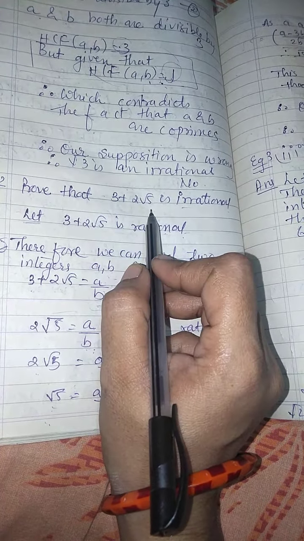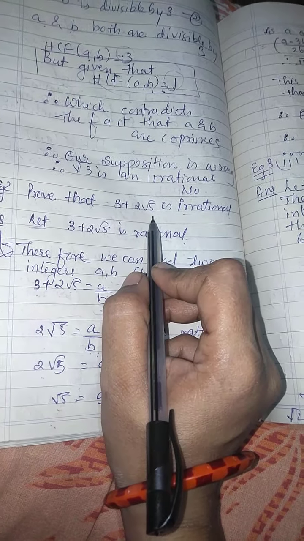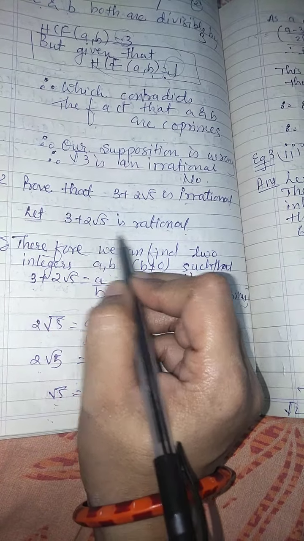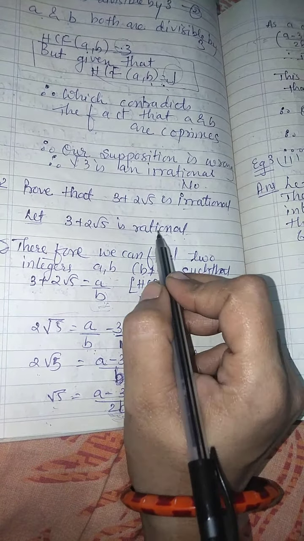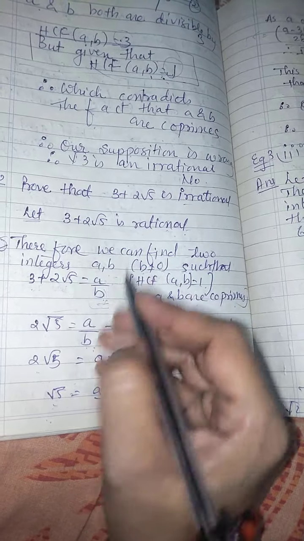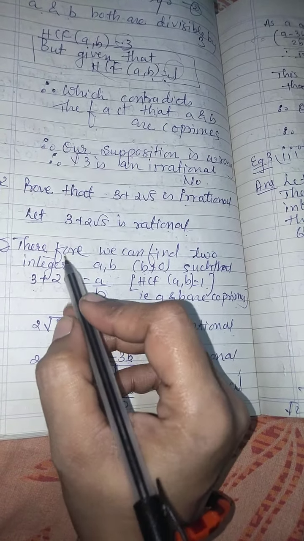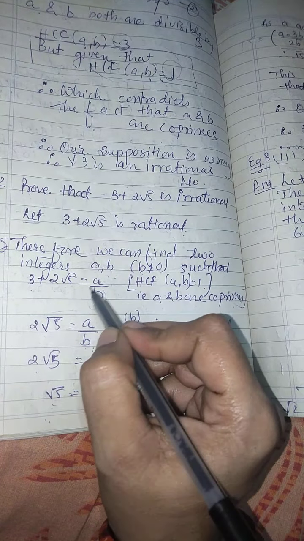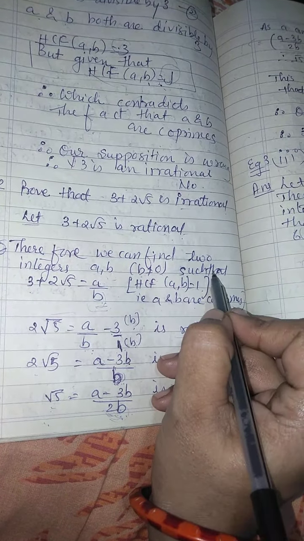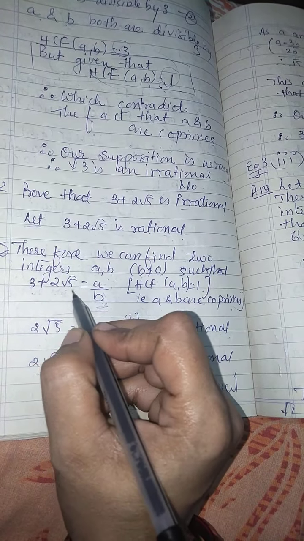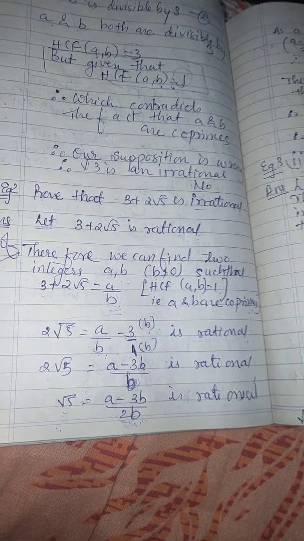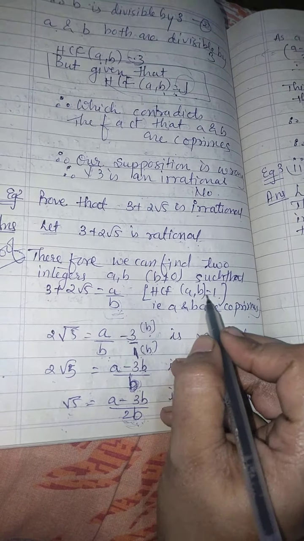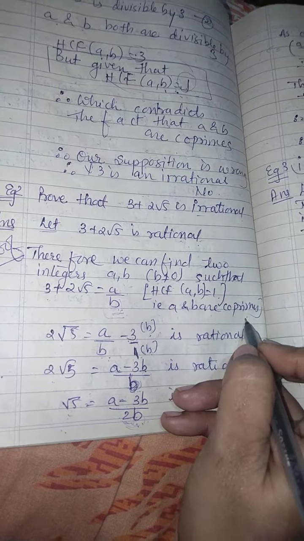So how to do these types of sums? We will do it in the same way. We will suppose that they are rational. So let 3 plus 2 root 5 be rational. If this number is rational, then it can be expressed in a upon b form. So therefore we can take two integers a and b, where b not equal to 0, such that 3 plus 2 root 5 equals a upon b. The same way we did last time, we have to do this. Here HCF of a and b equals 1, as they are co-primes.